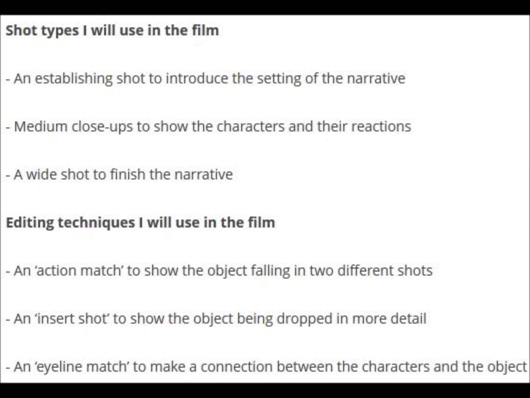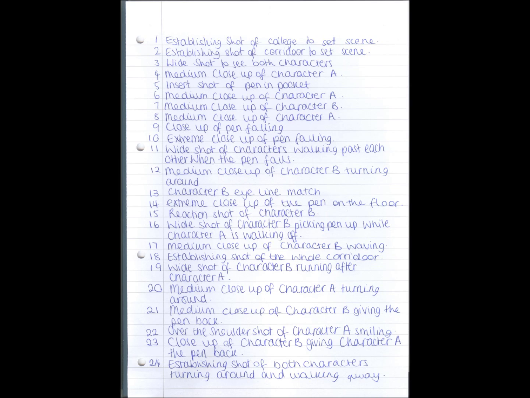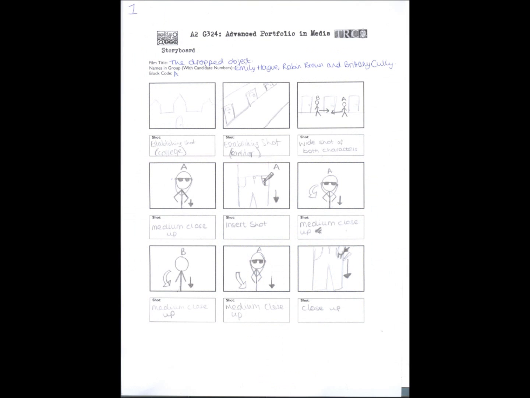Firstly, we made a basic list of the shot types and editing techniques which we'd need to use in the film. Then we planned the shots in more detail by creating a shot log, which listed every shot in the film in the order that they appeared. From this we created a storyboard which showed an illustration of each shot, along with camera movements and on-screen movements. A black arrow indicated an on-screen movement, whereas a white arrow indicated a camera movement, such as a pan or a tilt.